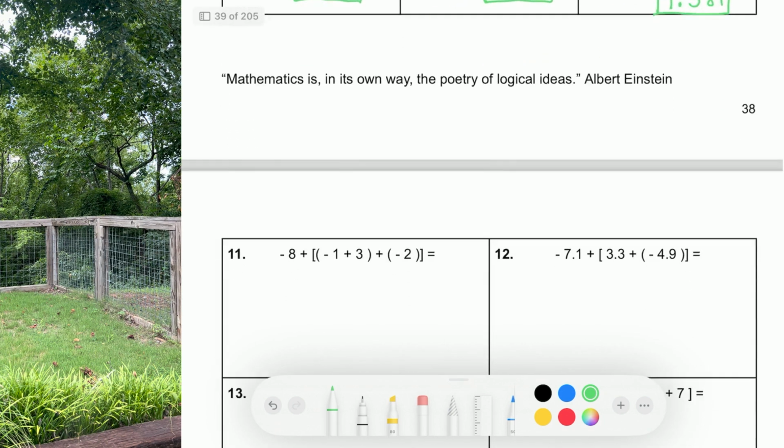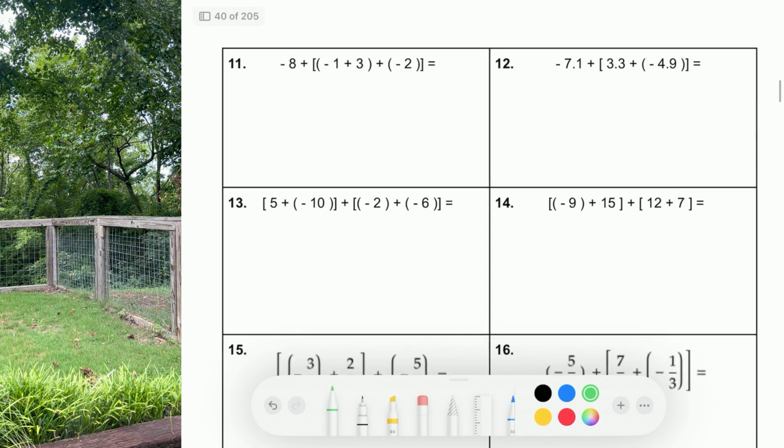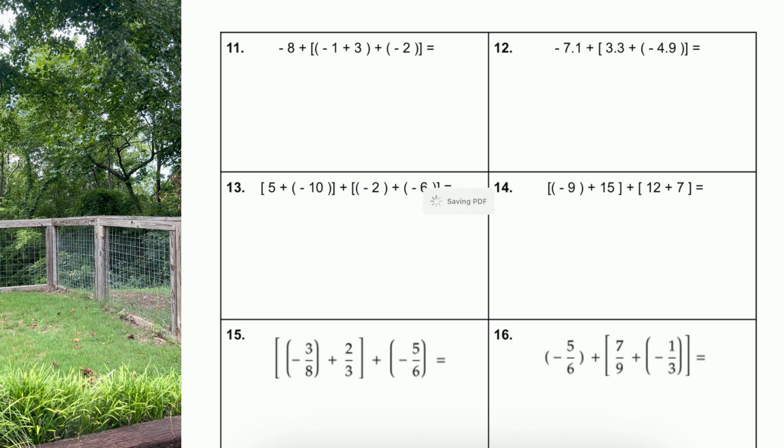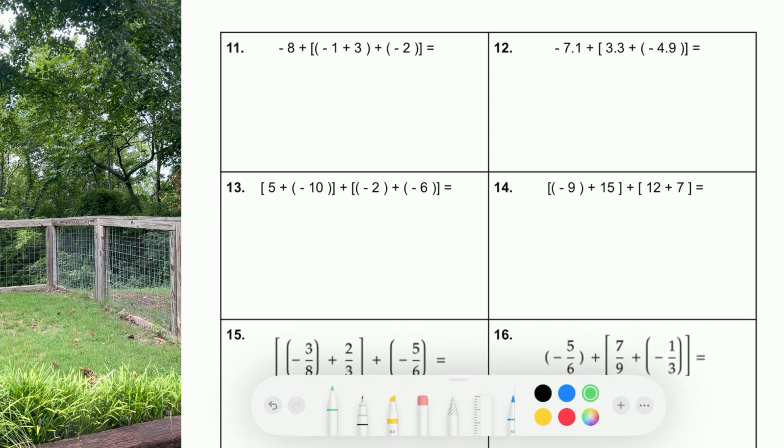Scroll up to our next section. Now we're going to start solving multi-step problems using GEMDAS and our positive negative rules. So I wanted to make sure I gave you plenty of examples of these. So let's look at this first one, number 11.